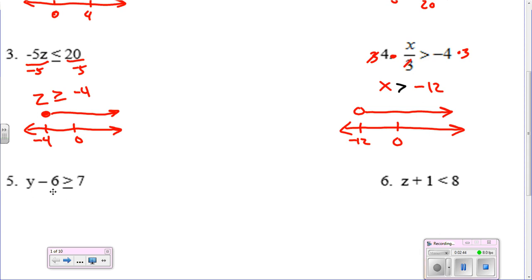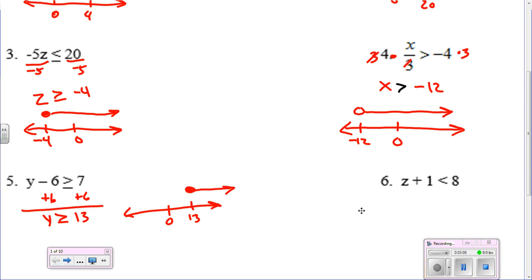Number 5, it's y minus 6. So to get rid of the negative 6, you just add it over. Plus 6, plus 6. It gives you y is greater than or equal to 13. Cheater number line, 0, there's 13. It's greater than or equal to, the equal sign underneath it, it's a closed circle and going to the right.